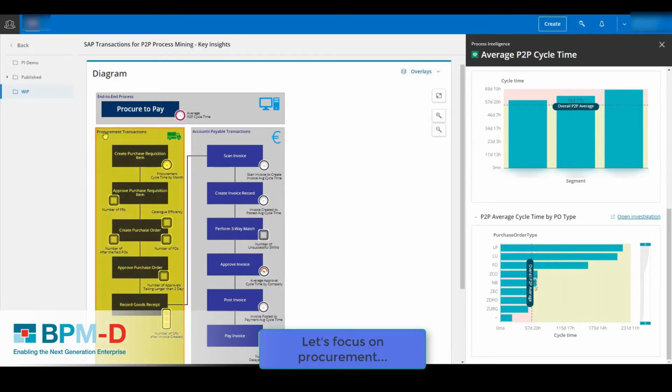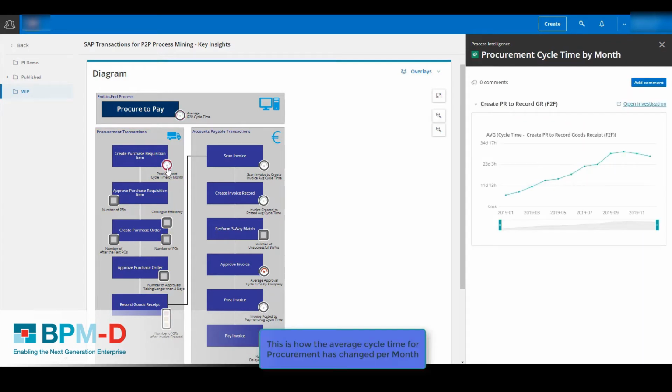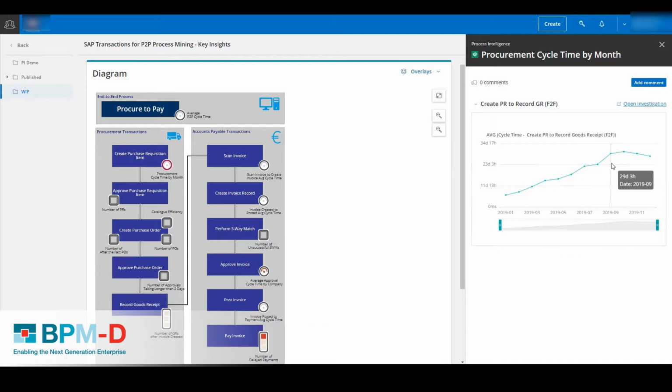Focusing specifically on procurement, we can visualize how the average cycle time for the procurement side of the process has changed over the year. There is a noticeable positive correlation as the year progresses, which doesn't align with the PO volume changes across the year.